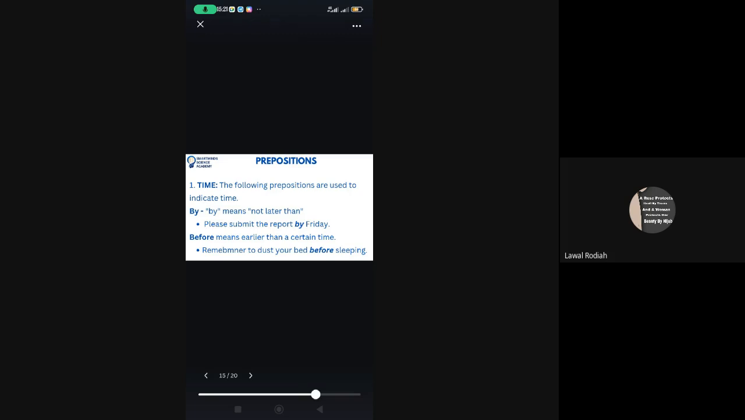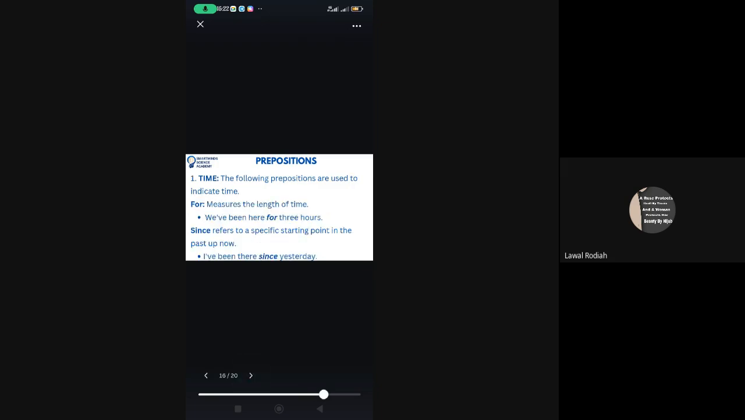Before means earlier than a certain time. When you use before, it means earlier than a certain time. Remember to dust your bed before sleeping. That is, dust your bed before you sleep. There's a particular time you sleep. Dust your bed before then. You can see me before lunch. It means there's a particular time that you have for lunch. So you can see me before that time.